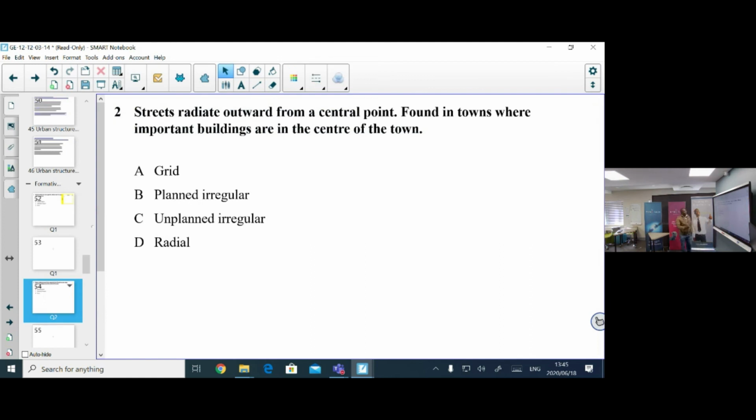Streets radiate outward from a central point, found in towns where important buildings are in the center of the town. It is radial. Is that not it? Let's see if we are correct here. Yes, D, that is radial.